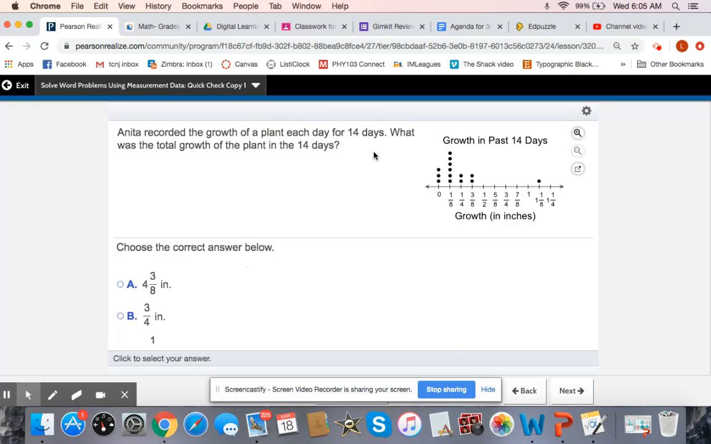This one, what was the total growth of the plant in 14 days? Again, you're adding them all up, all those values. Well, 0 times 3 is 0. You could either add 1 1/8 6 times, or you could just multiply it by 6. 1/4 times 2, 3/8 times 2, 1 1/8 times 1. Add those all up, you end up getting 3 1/8.